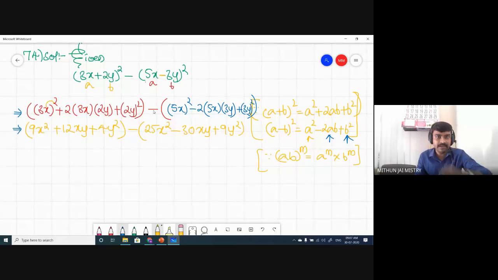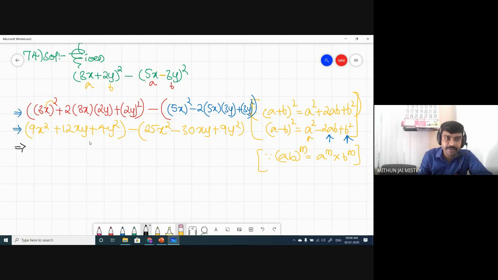Okay, we completed. Now we have to speed up a little bit. Now I'm removing the bracket. So when I'm removing the bracket, the first bracket will not get any harm. That means all the symbols will be as they are.